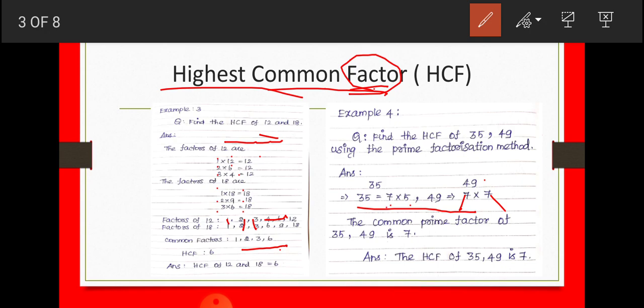Common means here also 7, here also 7. So which is the common factor? 7. So that is also the same. The highest common factor is also 7. So the answer is: the highest common factor of 35 and 49 is 7. This is how we used the prime factorization method. That's why this method is.